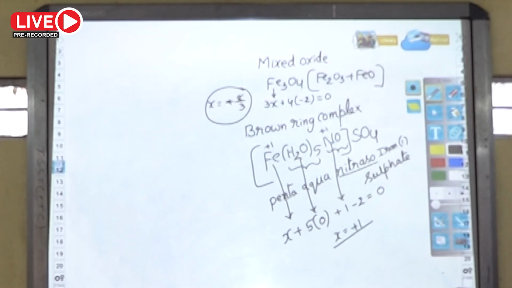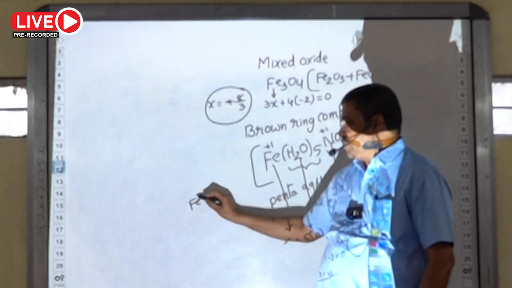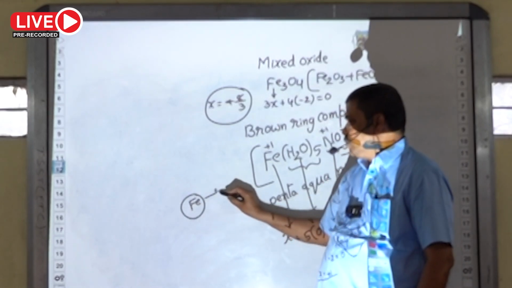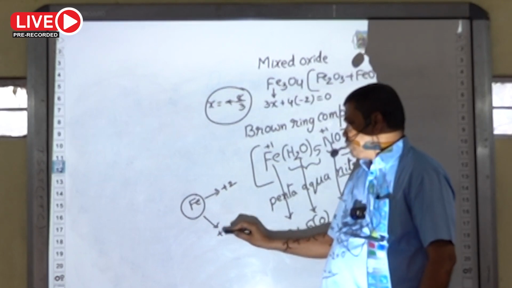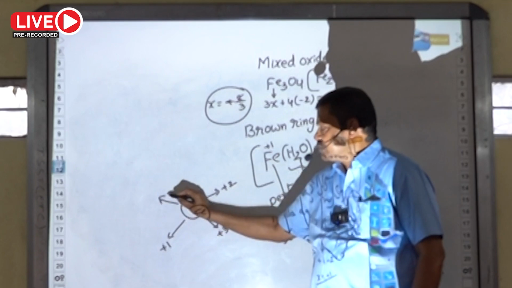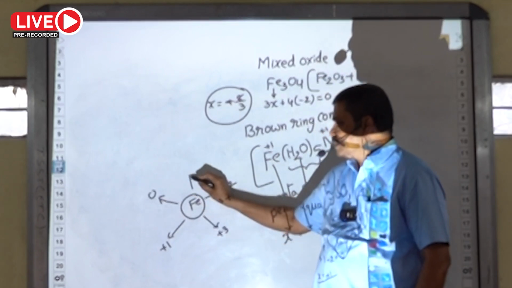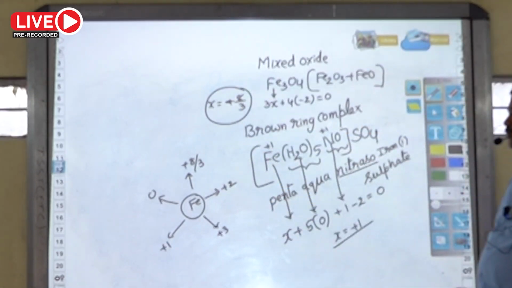So students should understand that iron is exhibiting +2, +3, +1, 0, +8/3. These are the oxidation states shown by iron.